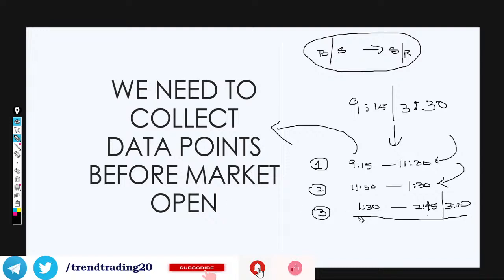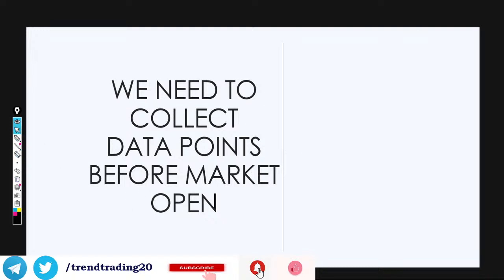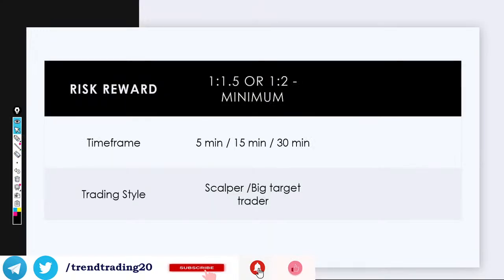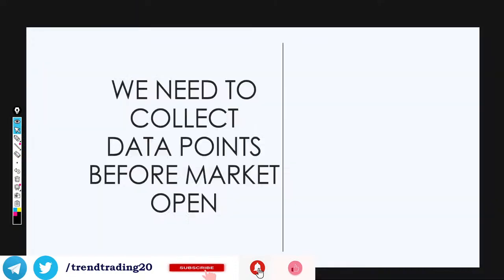So these are the three phases by which I split the market. Based on these three phases, I check the data points and plan my trades accordingly. Now moving on to the risk-reward part of intraday. Once we have seen this, we need to collect the data points, and one more data point which we need to collect is before market.